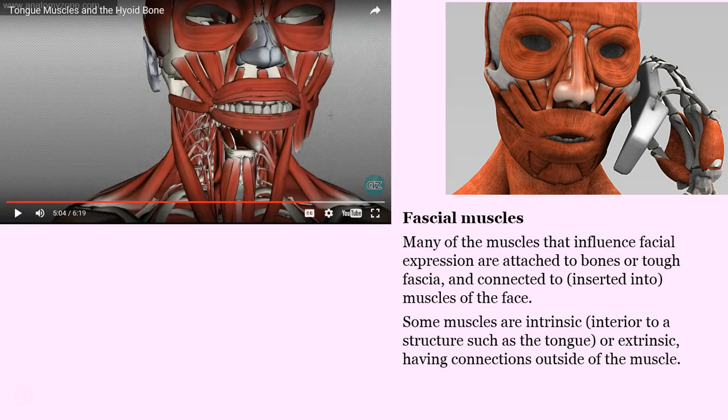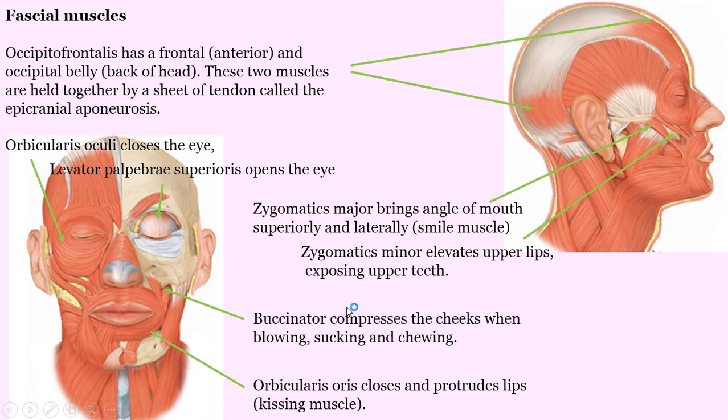Facial muscles, many of them are attached to bone or fascia. We call these extrinsic when they're attached outside of the muscle themselves. Intrinsic is when it's in the muscle, and I'll be talking about extrinsic here. Occipitofrontalis has an anterior part in the front and a posterior part, held together by a sheet of tendon, the epicranial aponeurosis, epi meaning above, cranium. Orbicularis oculi, this is one that closes the eye. It's a huge muscle, but we need a muscle that's going to open the eye. And there we have the levator palpebrae superioris.